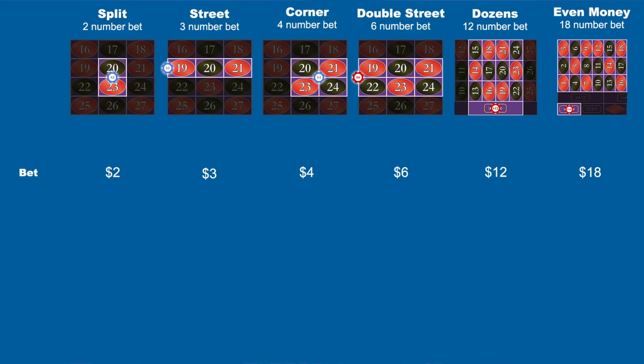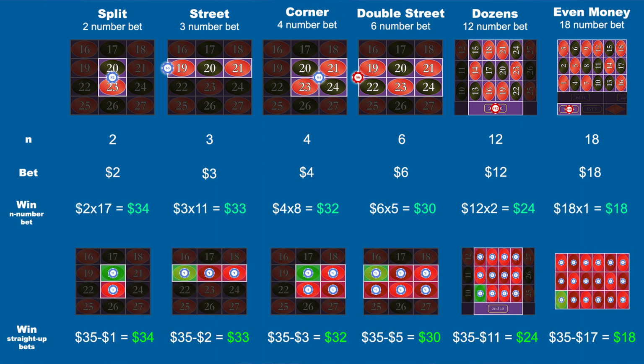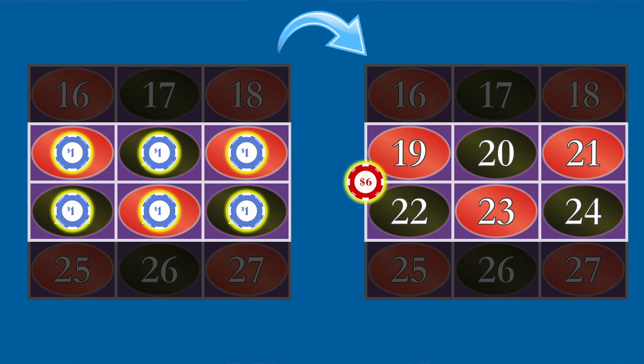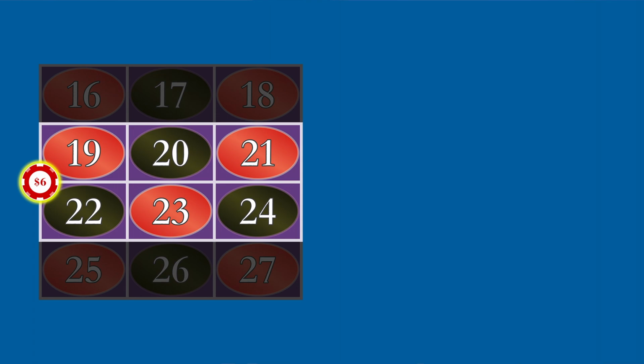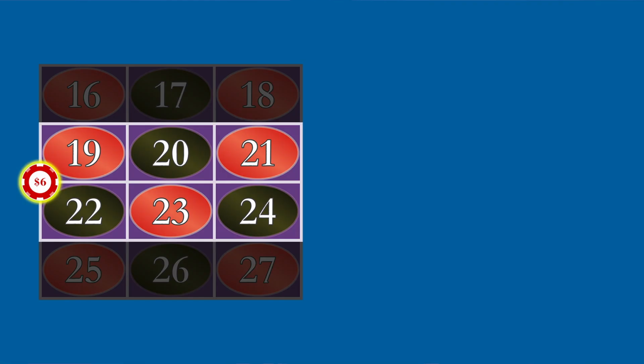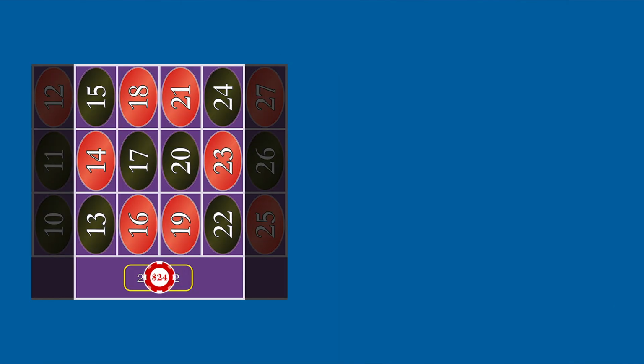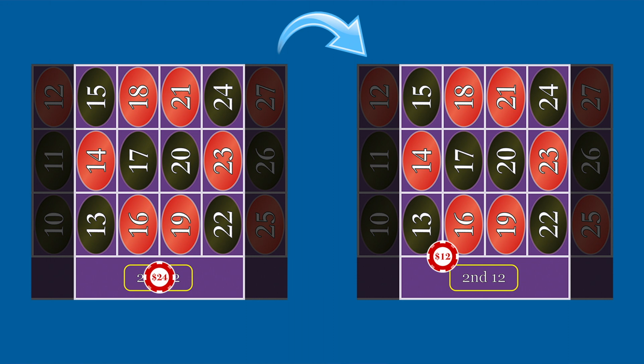If you bet N dollars on an N number bet, that is the same as betting $1 on each of the covered numbers straight up. And you can actually go back and forth between consolidating and distributing your bets. So you can take six $1 bets, consolidate them into a single $6 bet, or you can take a $6 bet, turn it into two $3 street bets, or a $6 double street into a $4 corner and a $2 split. You can even turn a $24 dozen bet into a $12 double street and two $6 street bets.